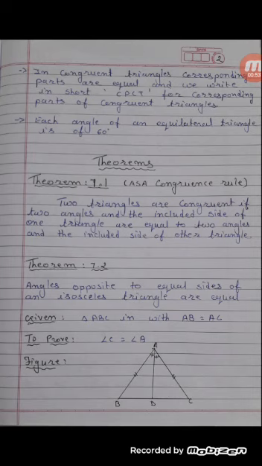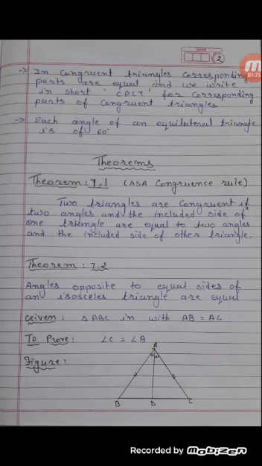Now theorem 7.1, the ASA congruence rule, meaning angle side angle congruence rule. Two triangles are congruent if two angles and the included side of one triangle are equal to two angles and the included side of the other triangle. This is the angle side angle congruence rule.